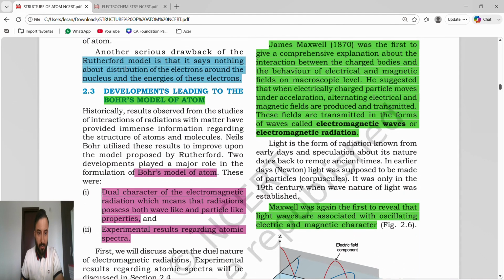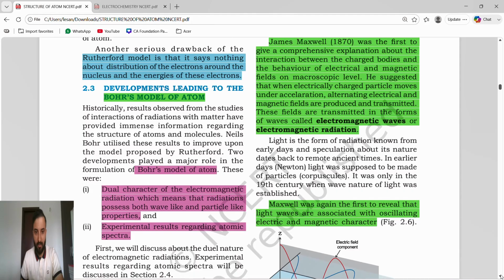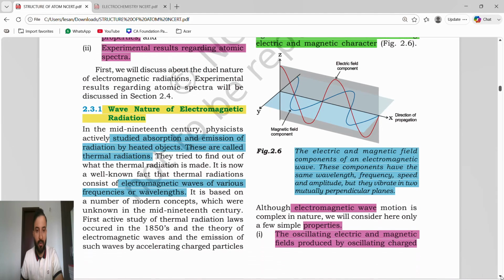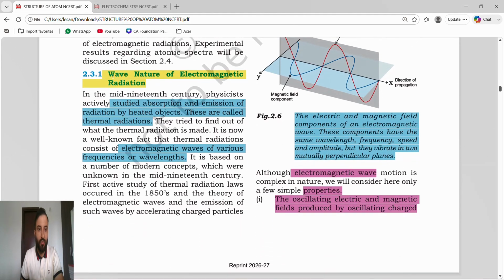So guys, these two points are about Bohr's model. What Bohr's model says is that if they ask in the examination about Bohr's model of the atom, you have to write these two points. That's it. So the first point we are going to learn here, guys, is the wave nature of electromagnetic radiation, because we know that electromagnetic radiation starts showing dual character. First is wave, and second is particle-like character. Okay, wave-like properties and particle-like properties, correct?